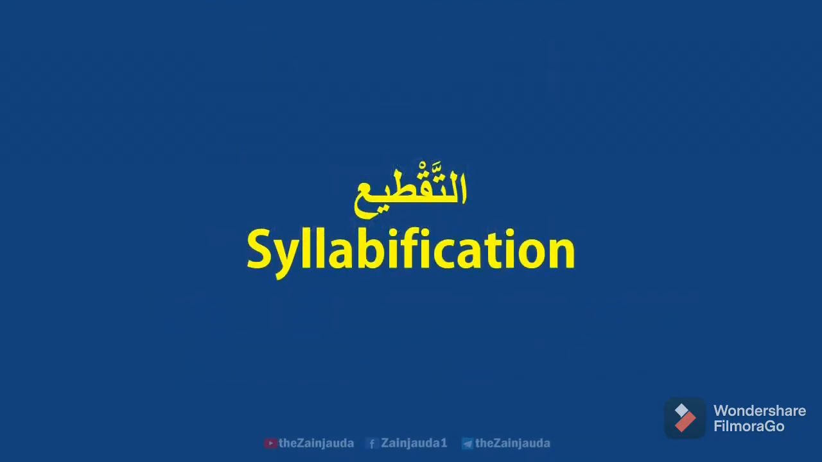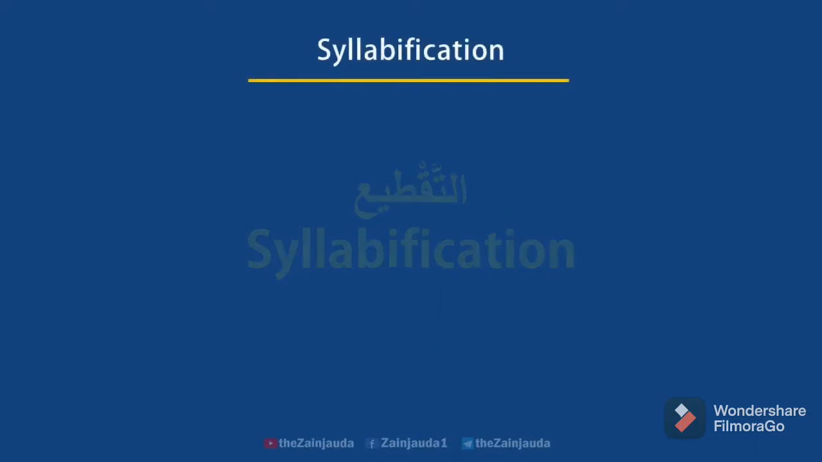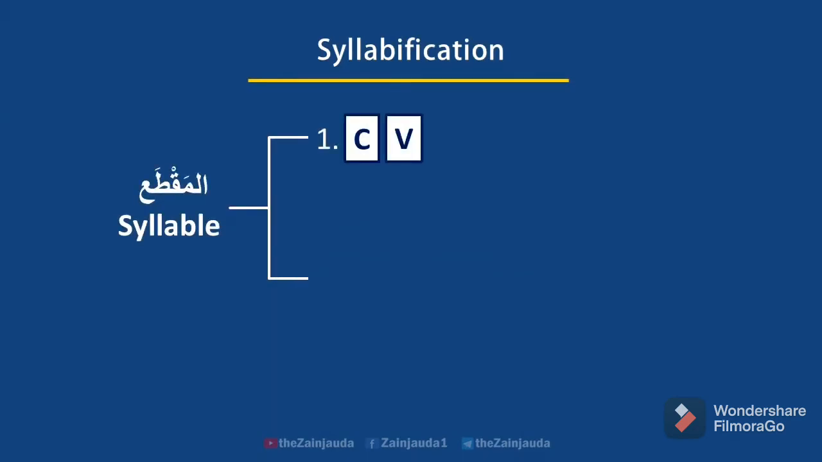Syllabification in Arabic. Learning the syllabification is significant for mastering the Arabic pronunciation. Now let's see how to syllabify a word in Arabic. In Arabic, syllables are of 3 types. The first type is CV, which means a consonant followed by a vowel. Examples of it are syllables like de, the letter dal with a fatha, and da, the letter dal and the long vowel alif, so de and da.